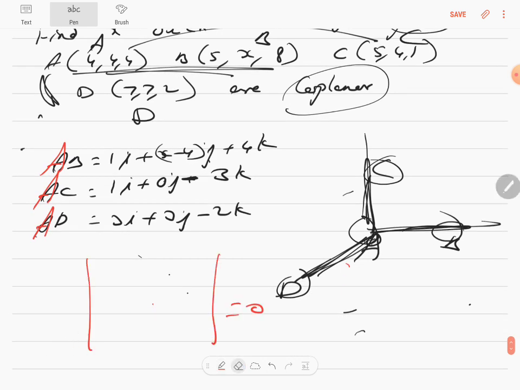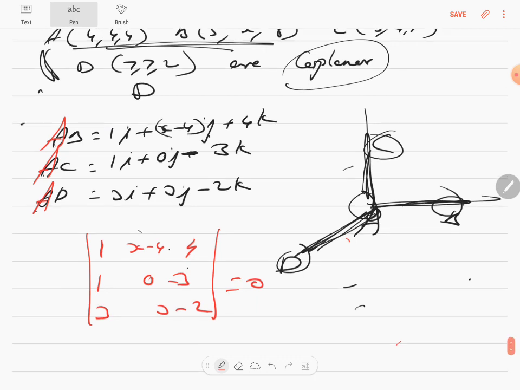But they've already given it's coplanar. They're asking you to find the value of x. Correct? So 1, x minus 4, 4 instead of lambda. 1, 0, a minus 3, a 3, 3 and a minus 2. Solve the determinant and find the value of x. Are you clear?